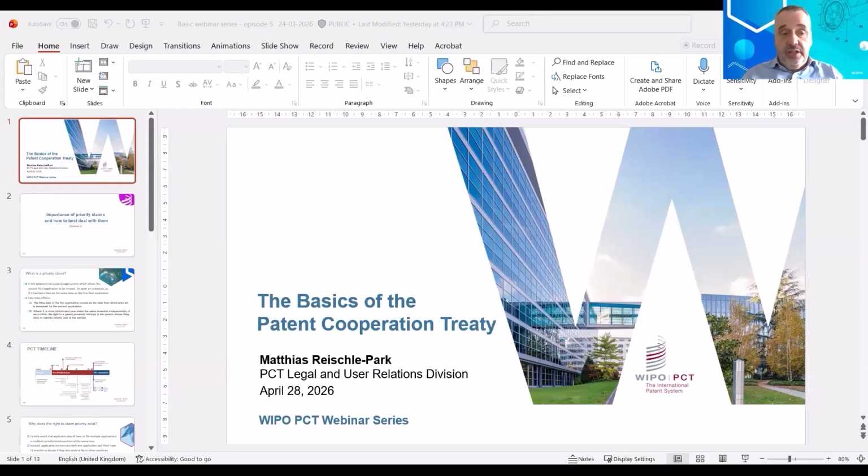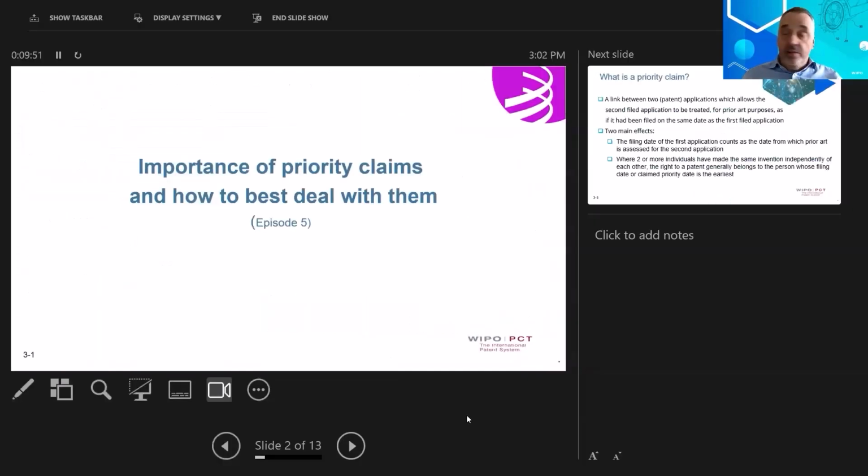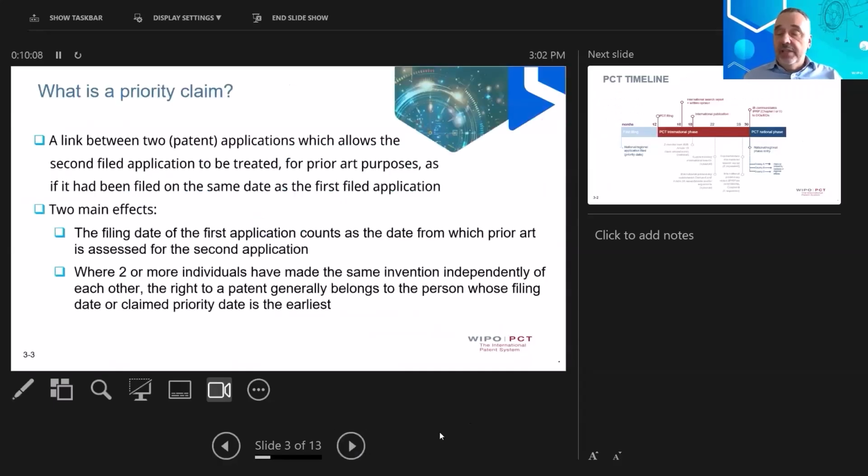So today's topic is priority claims. How exciting. It is an important subject matter. If you file patent applications, if you file a PCT application, it's very likely that you will actually utilize the possibility to claim priority. So what is this all about? Again, we are starting out a bit more with the basics here and not assuming that you know terribly much about the subject already. So I'm trying to keep it as straightforward as possible.